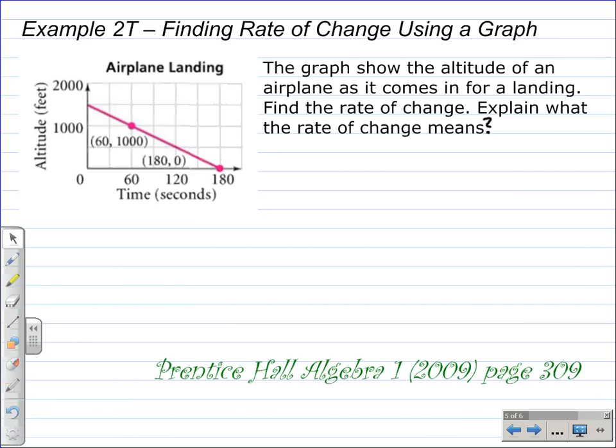Should I put a question mark there? And this should be shows, not show. The graph shows the altitude. So we just saw on the previous slide that the rate of change can be defined as the vertical change over the horizontal change.